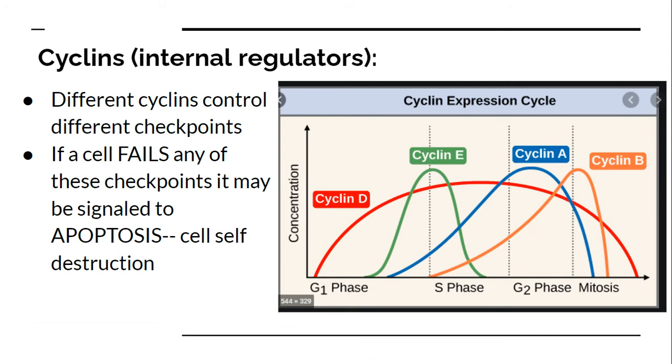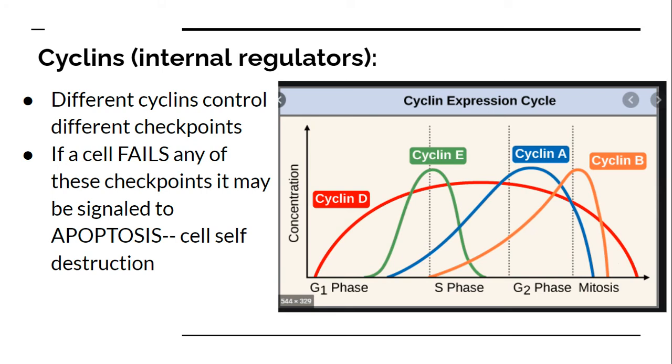Now, remember how we talked about how sometimes they fail these checkpoints. What if the DNA didn't replicate properly? What happens if the cell isn't large enough? What happens if the spindles did not attach to those chromosomes correctly? If it fails any of these checkpoints, that cell may be signaled to go through apoptosis.